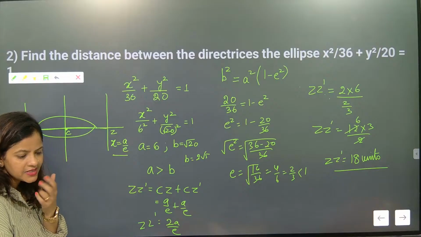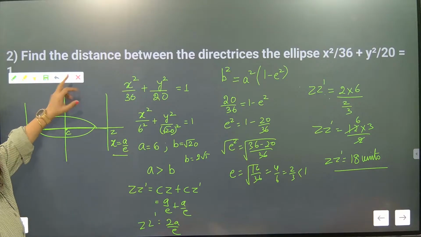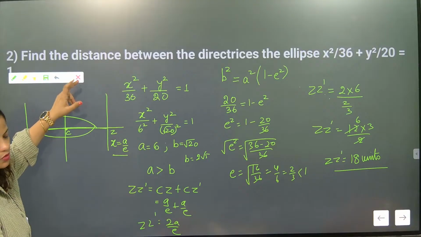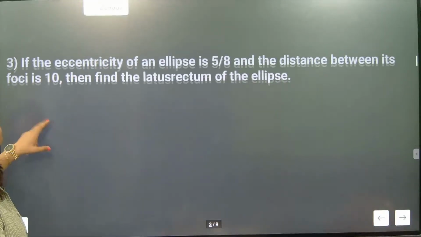So this is coming as 18 units. We'll go for the next part. So this is exactly the way to solve the question. So shall we leave this part and go to the next question? So this is one section we have solved. Now we will go for the next question.